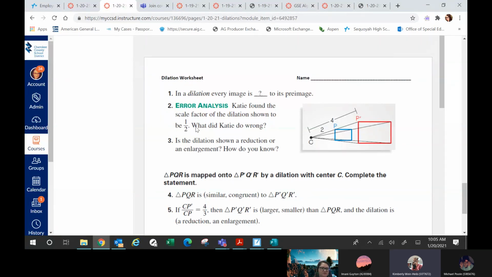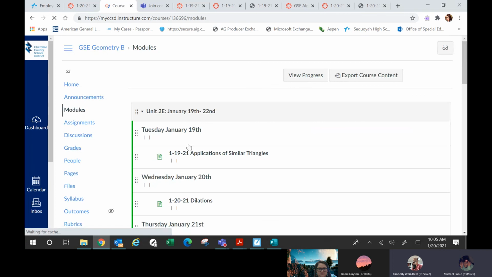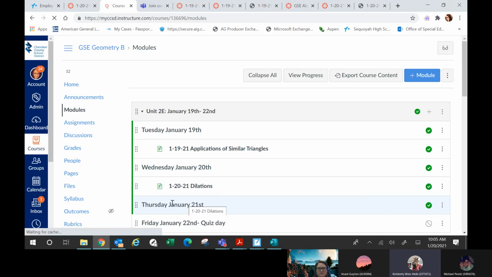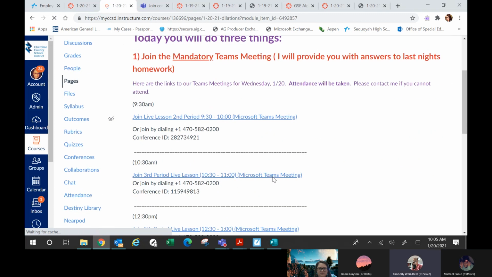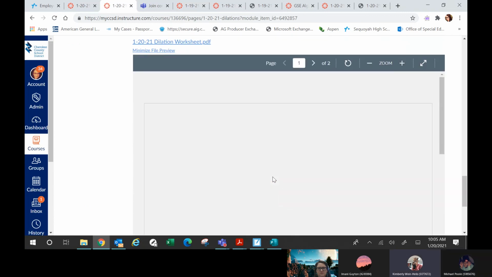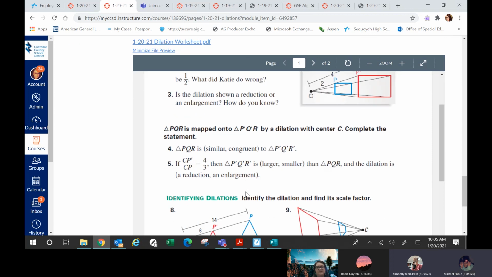Right, that's where you take a picture and upload. Okay, so where am I finding what you're at? If you go to modules, under Wednesday, the 20th, January 20th, click 1/20/21 dilations, and then scroll all the way down. Oh, my computer's freaking out. Sorry. It's okay. Oh, I found it. Okay, we're doing all of the questions. Yes, ma'am. And they're due tonight or tomorrow? Tonight. Okay, thank you.